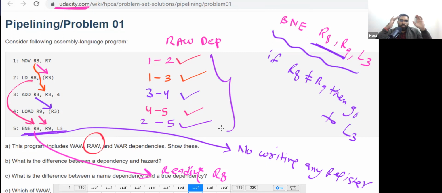This question covers all the silly mistakes that can happen. At this point a silly mistake can happen, right? Because here you are not writing anything. In instruction number 5, you are not writing any register. You are reading R8 and R9. If they are not equal, then go to L3. Okay, so that is the reason. Is this point clear? That is how to find RAW dependency.